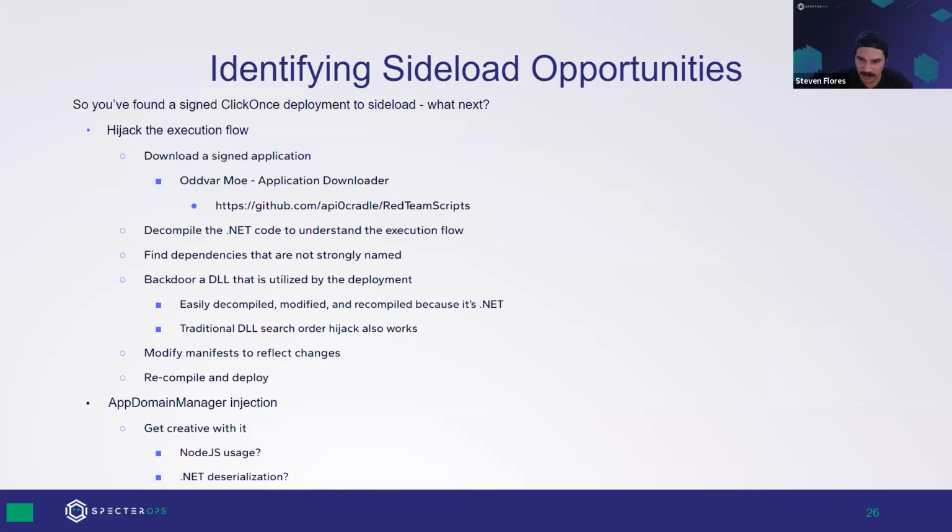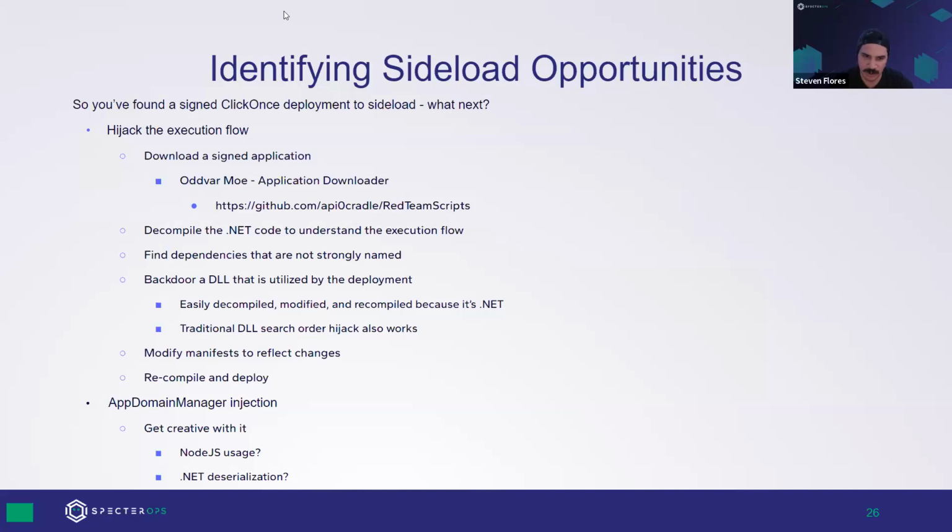So we'll decompile that with something like dotPeek or dnSpy or whatever your favorite tool is, then add our code to it, recompile it, and put that back into the deployment. Additionally, we can do DLL search order hijacking here as well if we don't want to modify any of that code. Modify the manifests. Manifests are going to be a very important part of the ClickOnce application, and we'll talk later on about easy ways that we can either modify or regenerate manifests. And then recompile everything, make sure everything looks good, and then deploy that application itself.